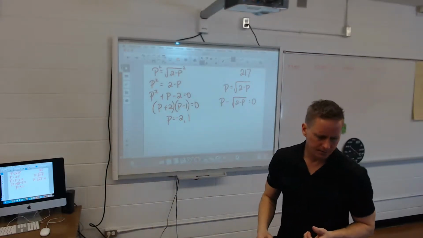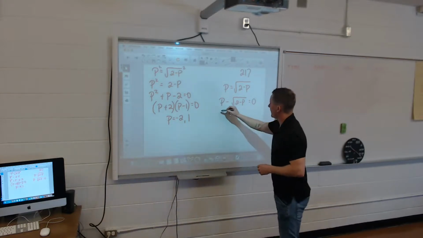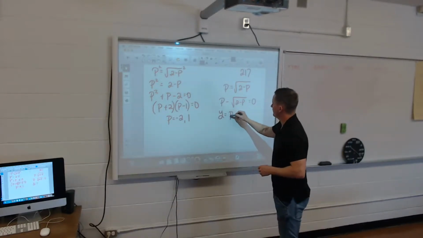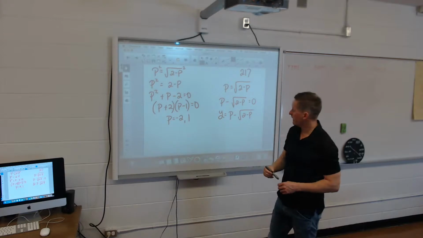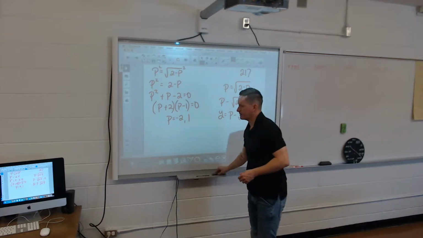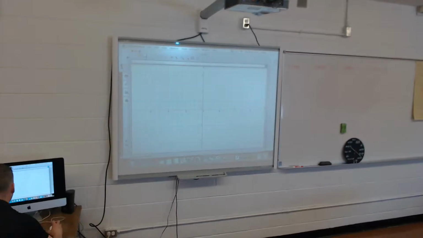Now what I want to do is graph it as y equals p subtract square root 2 minus p. Like that. Okay? So that's what I want to graph it as. So I'm going to go to my calculator here. Y equals. And again, you're going to have to do the same thing. I have to switch this to x. Subtract.